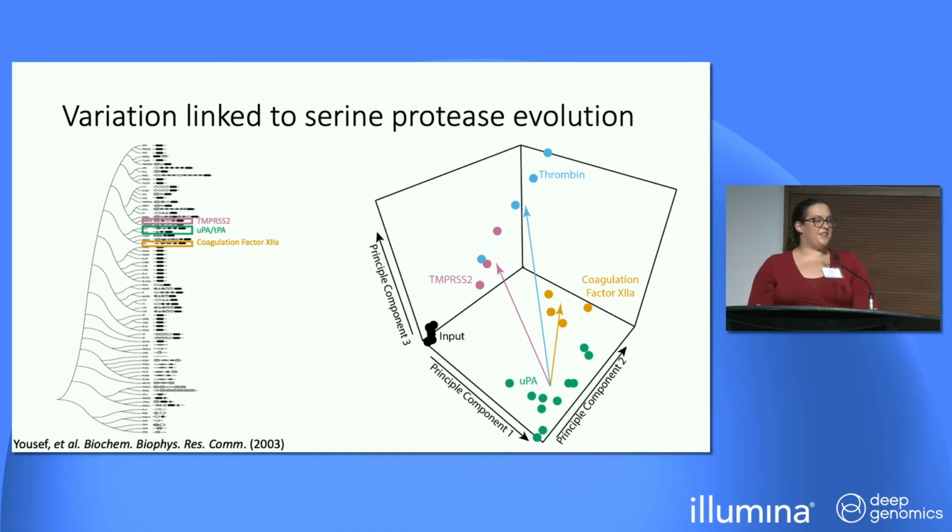And you can see as you look here, the coagulation, TMPRSS2 is the next most closely related, and thrombin is the most distantly related of the serine proteases that we're inhibiting. So it really shows that when we are trying to evolve these inhibitors, their evolution is really matching the natural evolution that's occurred for these serine proteases.